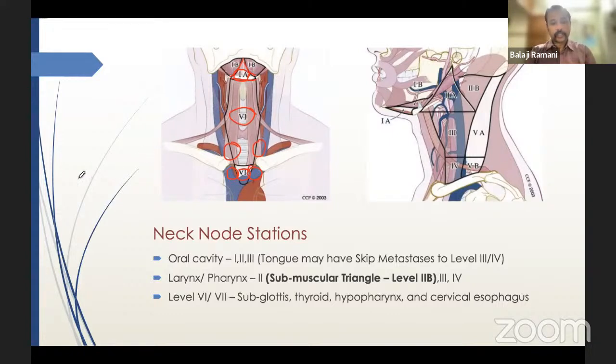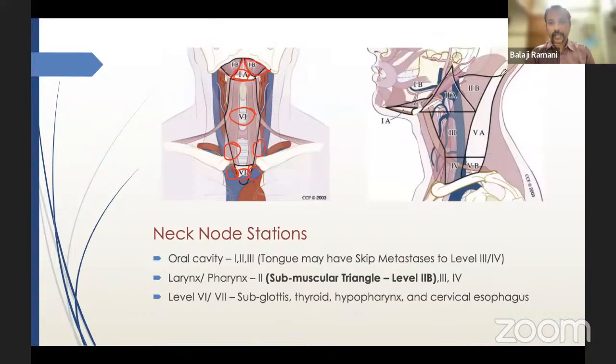1A is also known as the submental triangle. So submental triangle, anterior digastric and hyoid, is known as your 1A, right? So what is 1B? So you have the anterior and posterior digastric. On the other side you have the lower border of the mandible, and this is known as the submandibular triangle. So you can see it here: anterior belly of digastric, posterior belly of digastric, and the lower border of the mandible. So this is known as the submandibular triangle.